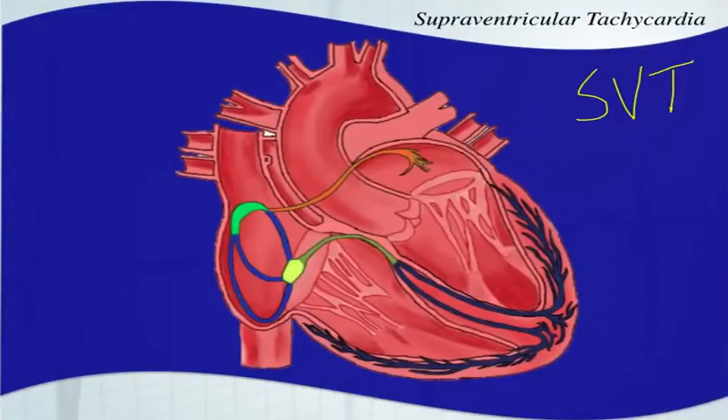And here's what I mean. A lot of times at the AV node, you'll get this re-entry phenomenon, where you're constantly depolarizing around and around and around in a circle. And that's depolarizing the ventricles at a very, very fast rate. All right? So here's some of the rules that go along with this rhythm, supraventricular tachycardia.